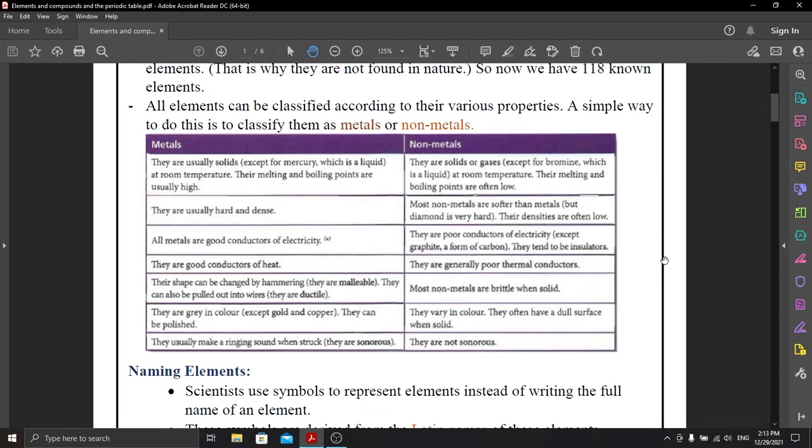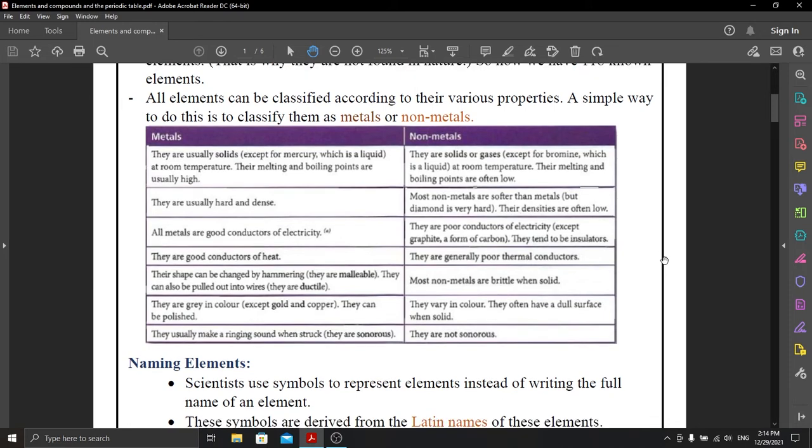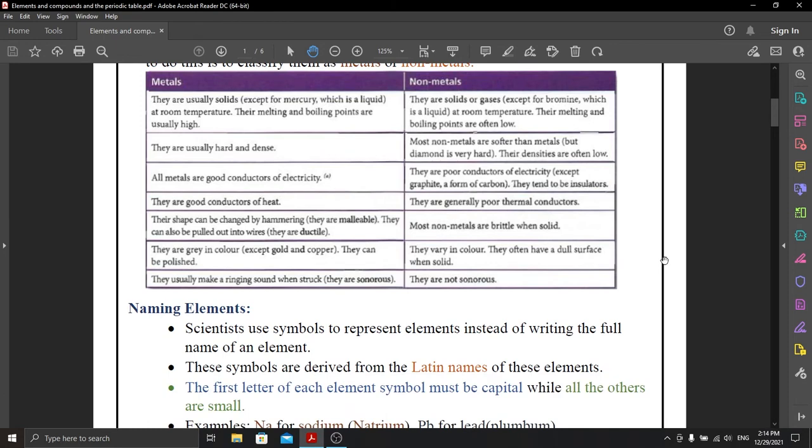Metals are malleable, which is very useful because we can turn them into different forms by hammering. And they can be pulled into wires, so they are ductile, such as copper. Copper is turned into wires for electricity conductance because it's a metal, as we mentioned. Most non-metals are brittle when solid, so it's very hard to change their form, or when you try to change their form, it just doesn't give you the result you want. It turns into very small particles. But metals can be shaped.